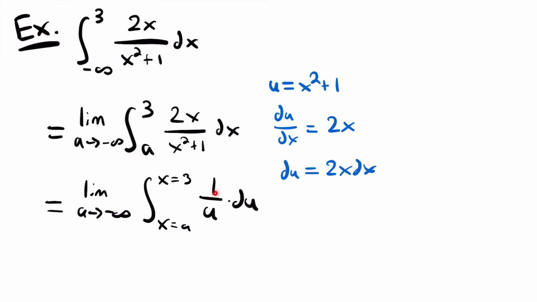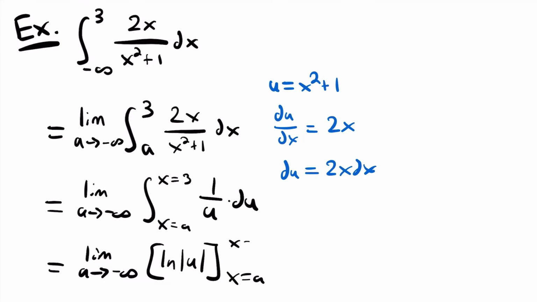And so let's solve our integral here. We know that the integral of 1 divided by u is equal to the natural log of the absolute value of u from the log rule of integration. So this will be equal to the limit as a approaches negative infinity of the natural log of the absolute value of u evaluated from x equals a to x equals 3.